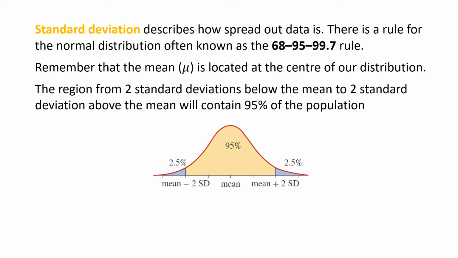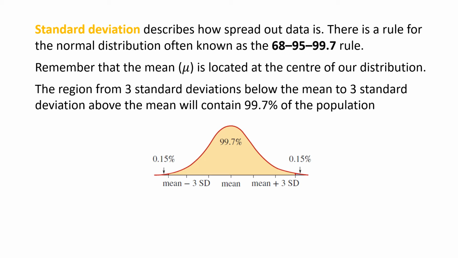Again, being symmetrical, the remaining 5% is going to be split to 2.5% on that left tail of the diagram, and the other 2.5% is going to be on the right tail of the diagram, just those little bits on the side. Now, this is the 68, 95, 99.7 rule. So if one standard deviation gives me 68%, two standard deviations give me 95%. Hopefully you can figure out what three standard deviations is going to do.